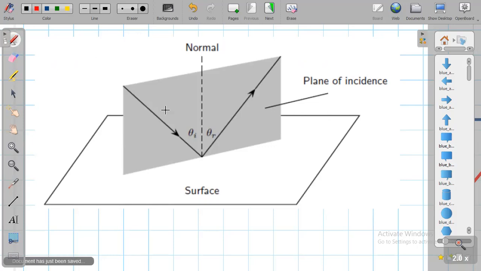The next law: the incident ray, the refracted ray, and the normal drawn to the common interface are in the same plane. Now see, all three lines are in the same plane. If one is away from that, they are in three different planes. So this is the second law, Snell's second law.